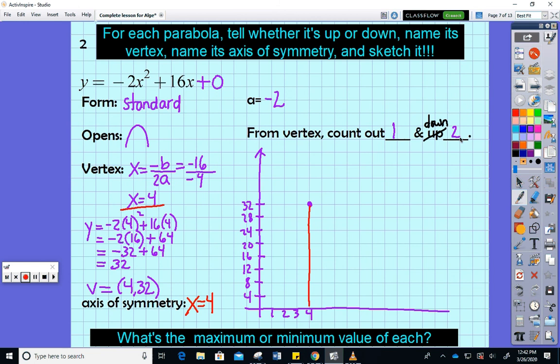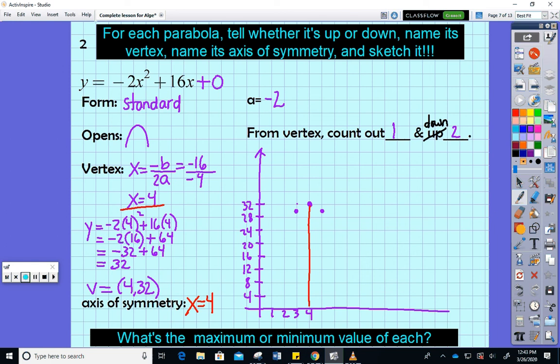So out 1 is here. Down 2, though, would be down to 30, not down to 28. So make sure that we're remembering that we've scaled by 2's or 4's on the y-axis.